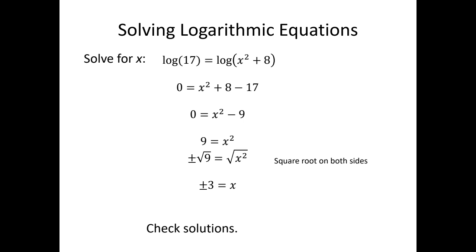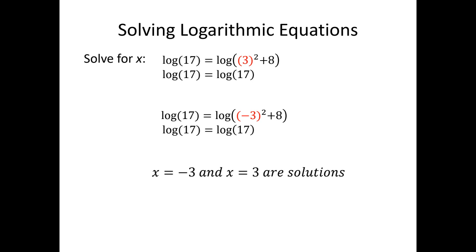Okay, we would plug in a positive 3. Positive 3 squared is 9. 9 plus 8 is 17. Okay, the positive works, but the negative one also works because it's a square. Negative 3 squared is going to give me a positive 9 again. 9 plus 8 is going to be the 17. So always double check your work. So these two are both solutions.